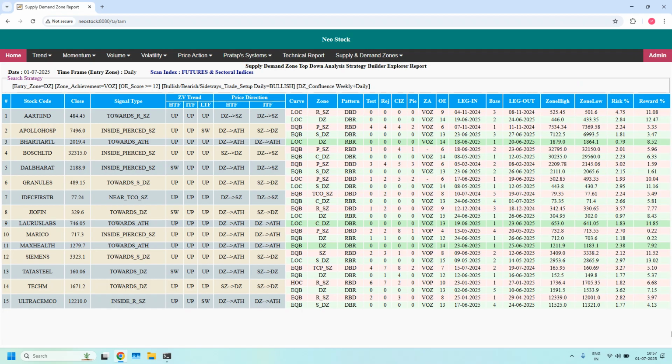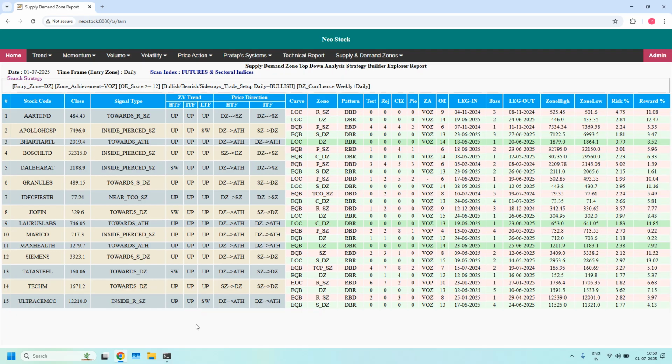So 15 stocks are filtered. In these 15 stocks, all the daily demand zones overlapped with weekly demand zones. Because daily is part of the weekly demand zone, the order flow in this daily could be a little stronger compared to the other zones. At the same time, the trend on the weekly is uptrend. Because this is a bullish trade setup, trend is uptrend.